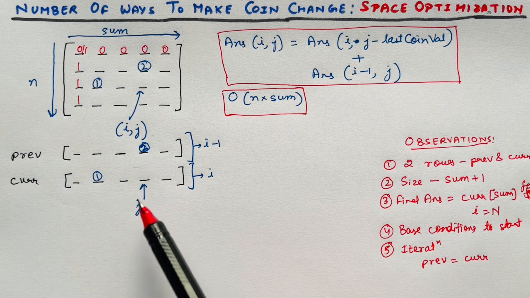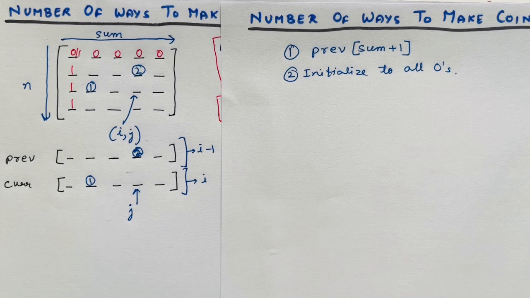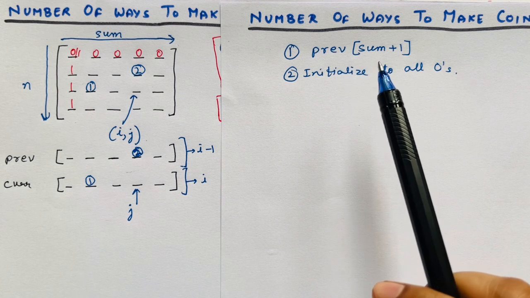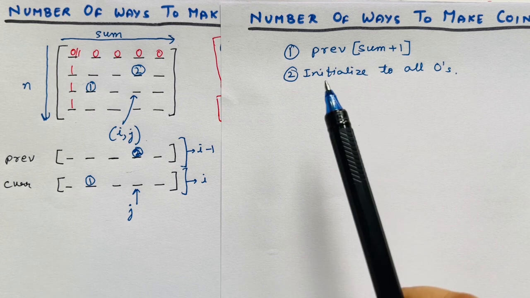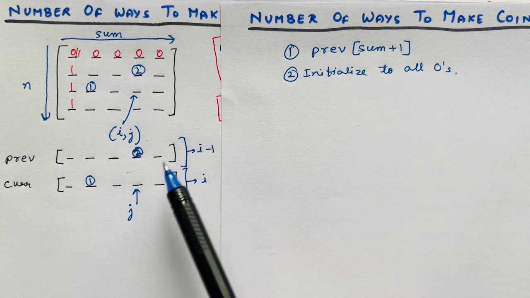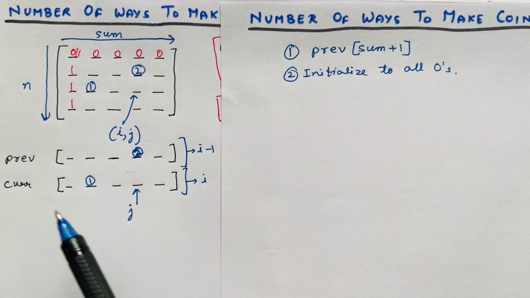We know how to fill the value at any particular position. We know how to move forward iteration by iteration, and we know where our final answer will lie. That means we have everything to formalize this into an algorithm. For the algorithm, we clearly need a new array previous whose size is sum plus 1. And we also need to initialize it to all zeros because we will start from the first row. This first row will correspond to previous here.